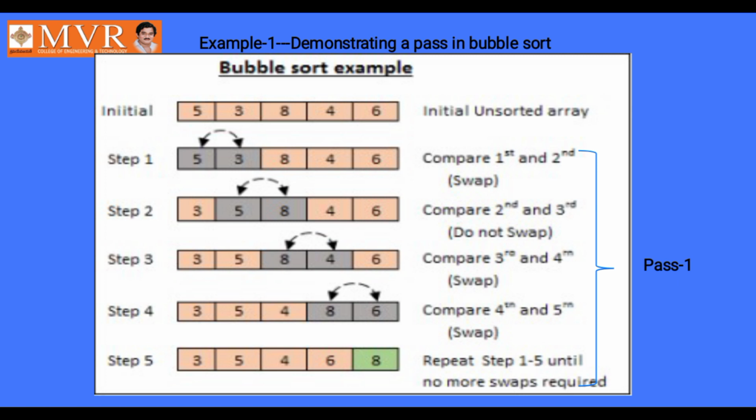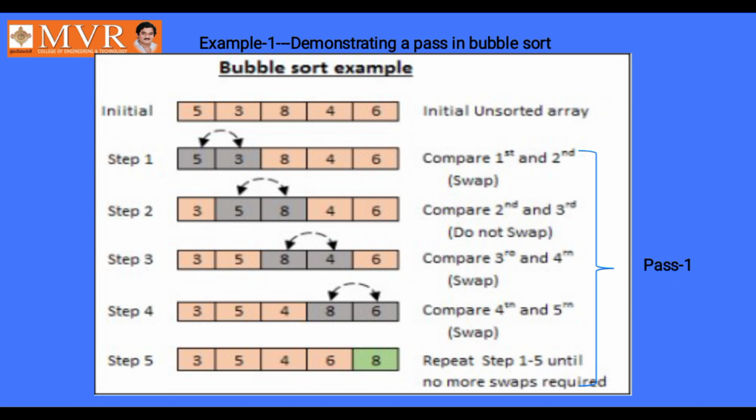In step 2, I compare 5 with 8. 5 and 8 are in ascending order. 5 is smaller and 8 is big, so they are in ascending order. After comparing, there is no need of swapping here. In step 3, I compare 8 with 4. After comparing 8 with 4, they are not in ascending order, that is 8 is big and 4 is small. So I perform the swapping technique.